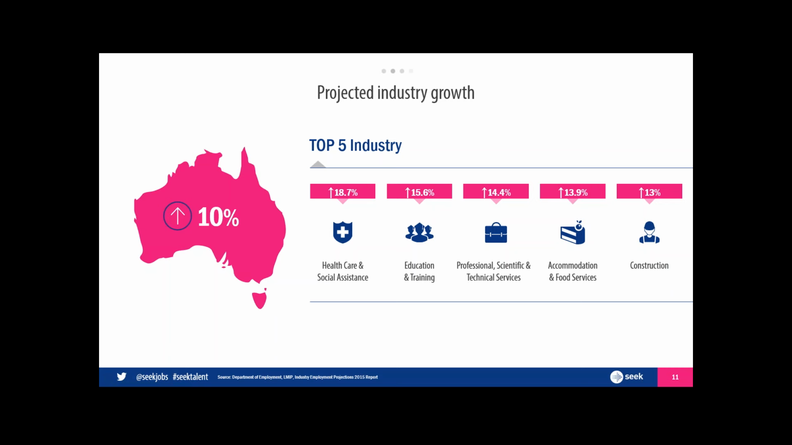Anyone who needs a uni degree, they could be in IT, they could be in science, they could be in a professional legal role, accounting role. So it covers quite a broad spectrum. Accommodation and food services. So that's more your hospitality area, and construction. They're your top 5 movers and shakers across Australia.